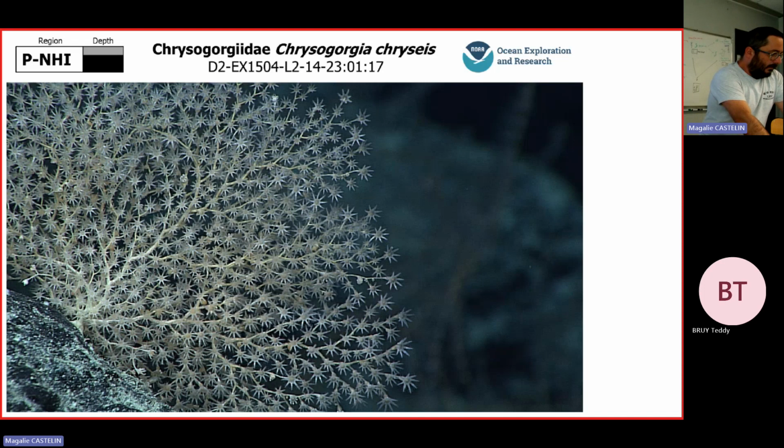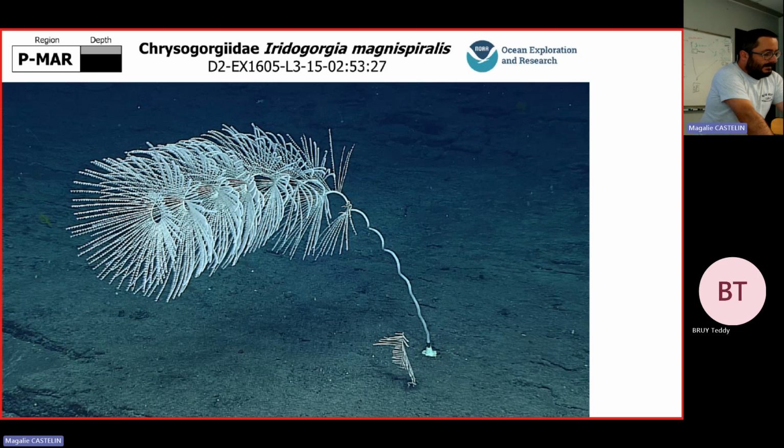Okay, so within the genus Chrysogorgia, which is one of the seven recognized genera for Chrysogorgiidae, Chrysogorgia is the most speciose. There are over 60 species now that are described. It's in my opinion still in need of thorough revision. And this is a very cosmopolitan taxon.